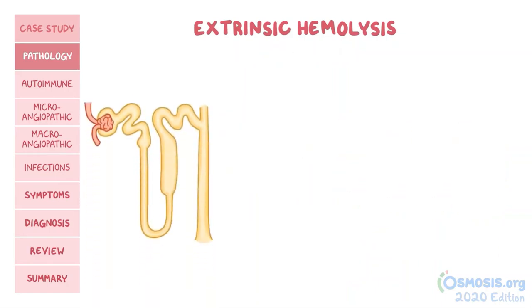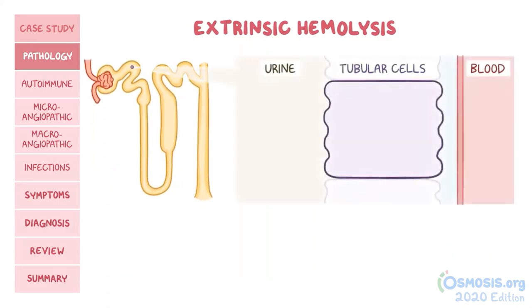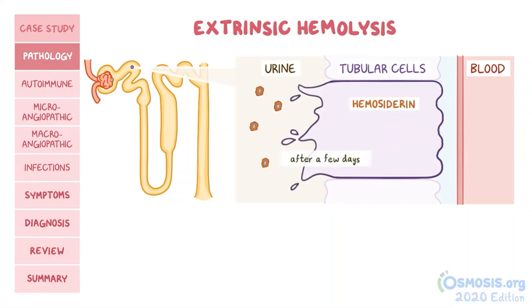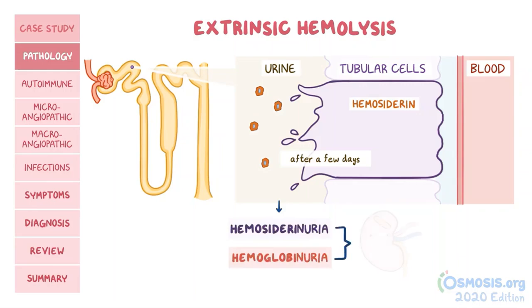Now, when hemoglobin is inside the renal tubules, the cells lining the renal tubules reabsorb hemoglobin. The heme component of hemoglobin contains iron, which is stored as hemosiderin in tubular cells, and after a few days, when tubular cells slough into urine, there's hemosiderinuria. Hemoglobinuria and hemosiderinuria can damage the kidneys, causing back pain.